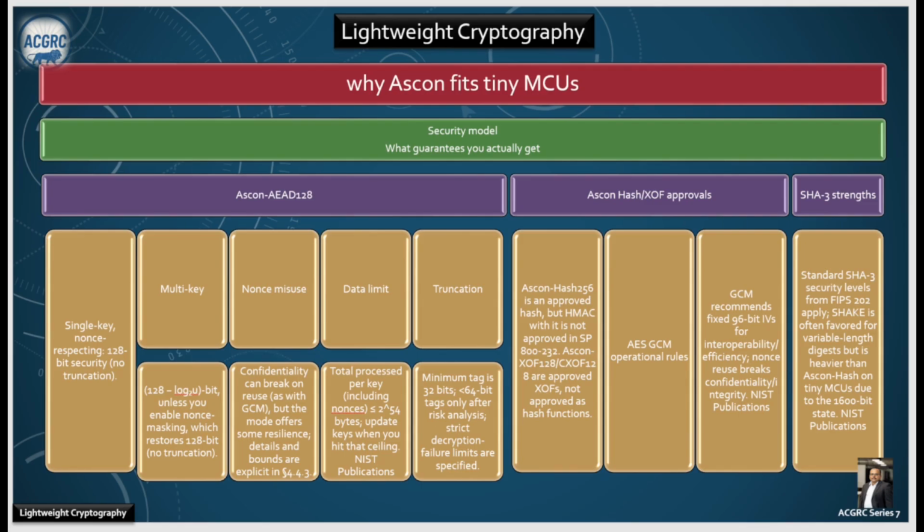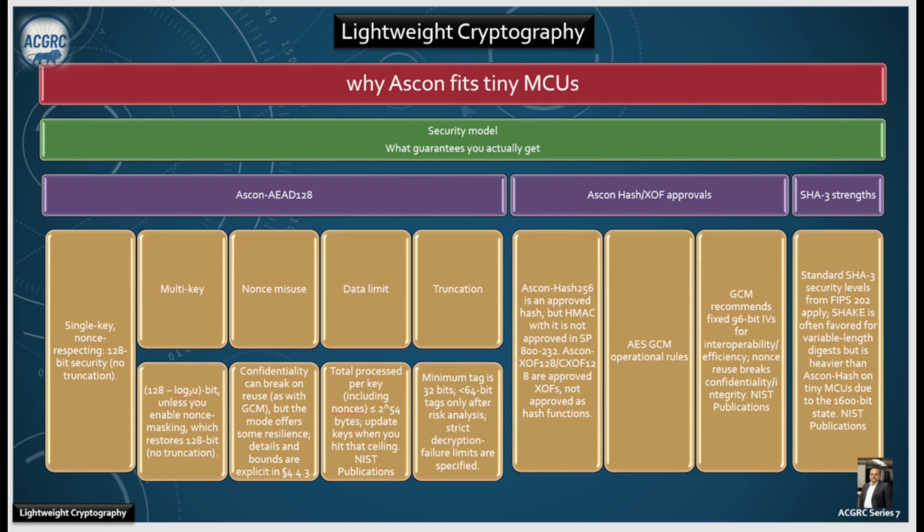The total processed data per key is 2 to the power 54 bytes. From a truncation perspective, the minimum tag is 32 bits. So there are strict decryption failure limits. These are very much specified.